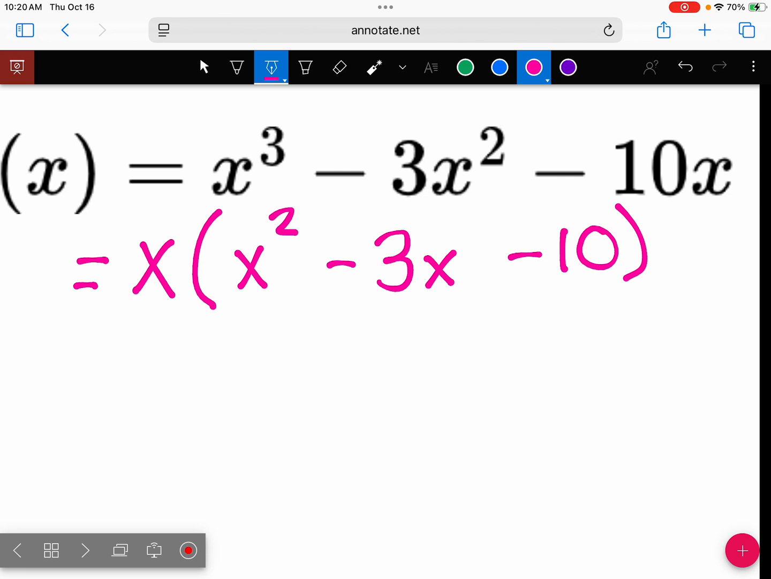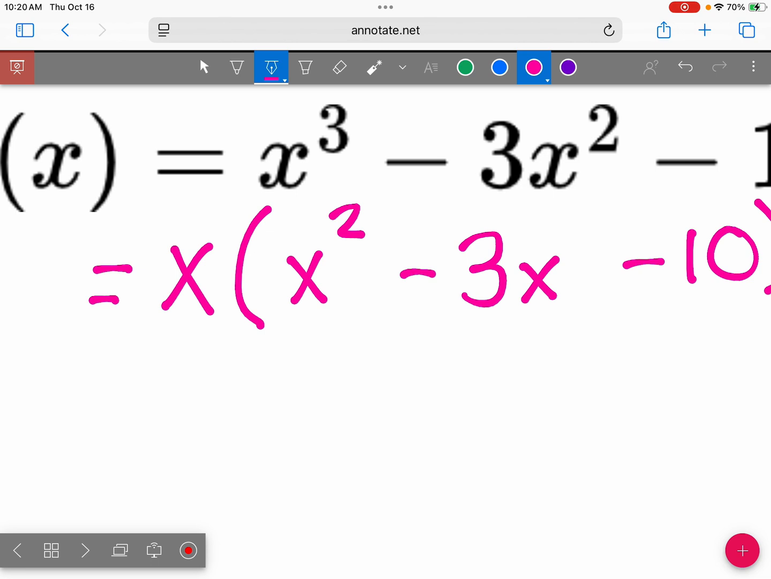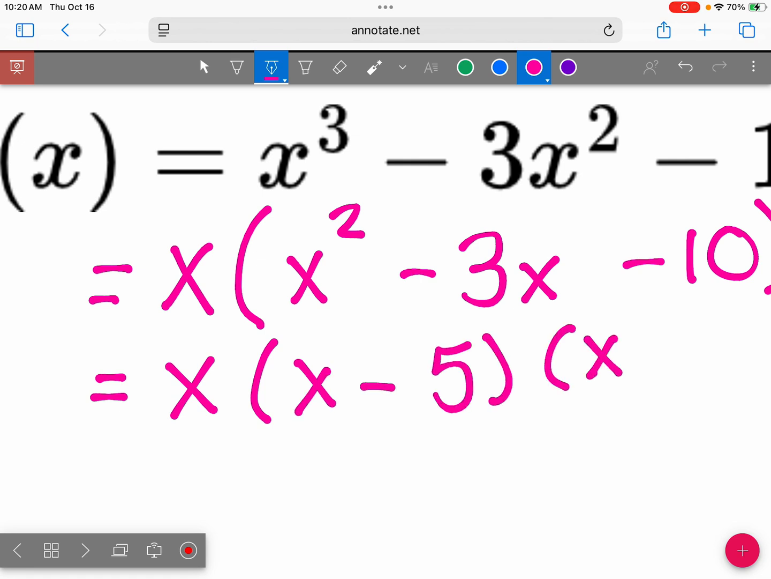Factor. That's a quadratic. We can factor this sucker. We need a pair of numbers that multiplies to make negative 10, adds to make negative 3. What are our numbers going to be? Our pair of numbers is going to be a negative 5 and a positive 2. So we're going to have our x with our minus 5 and our x with a positive 2.